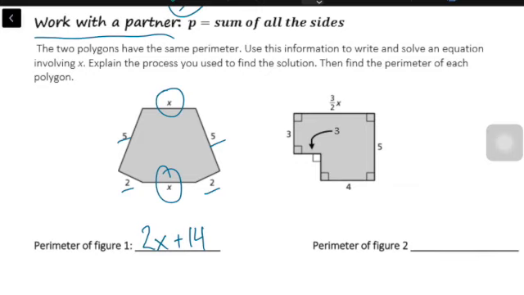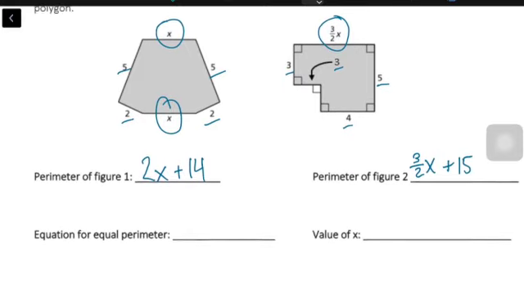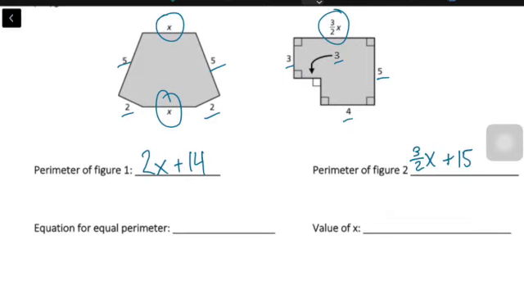Do the same thing for this other shape. The only x term I see is 3/2 x. Remember, 3/2 is just like 1.5. And then we've got 5 and 4 is 9. There's 12. There's 15. So plus 15. Okay, I just combined like terms as I was writing those down. So the equation, remember, an equation has an equal sign in it. I'm going to set those two things equal to each other. So 2x plus 14 equals 3/2 x plus 15.